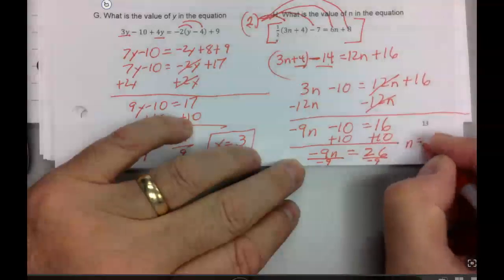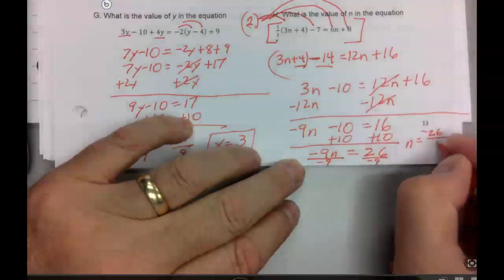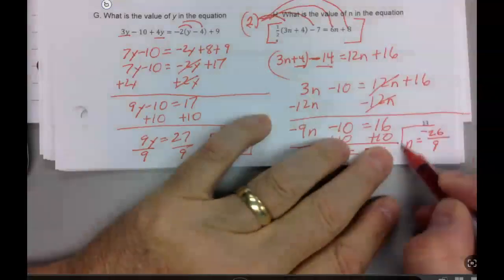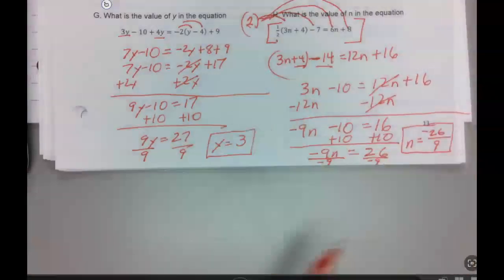So right now I have 26 over negative 9. Take 26 divided by 9 in your calculator, what do you get? Is it repeating? Okay, so then hit math fraction, see if it will reduce. It doesn't reduce, does it? So that's the answer. You can't write it as a decimal because it doesn't terminate. Okay?